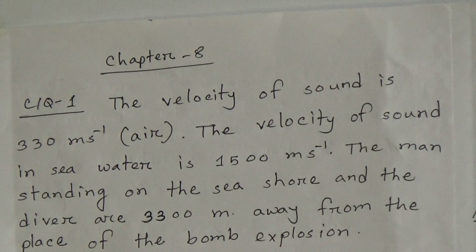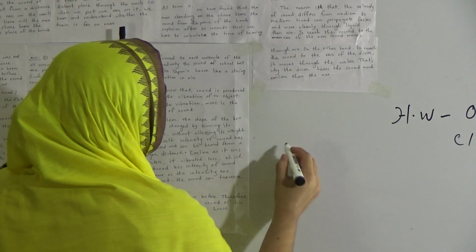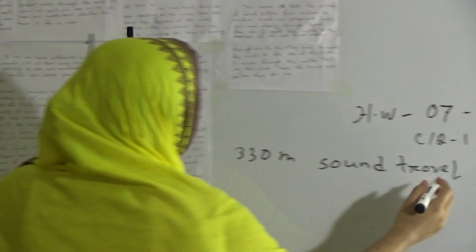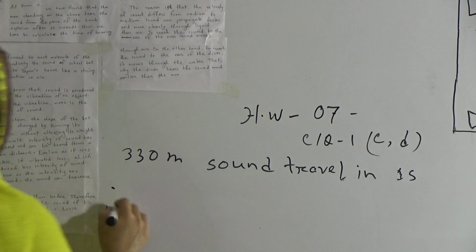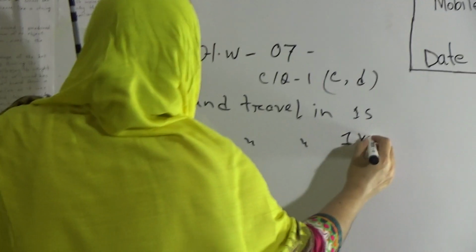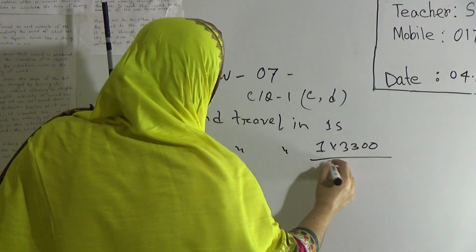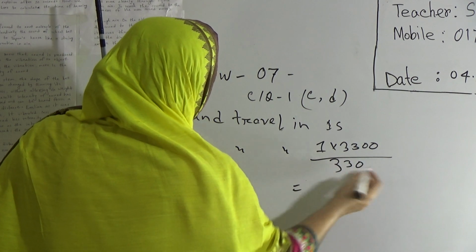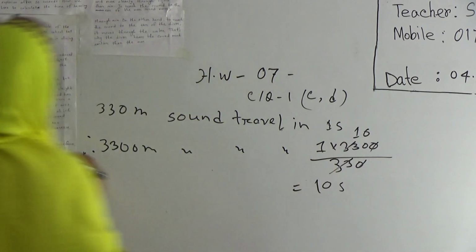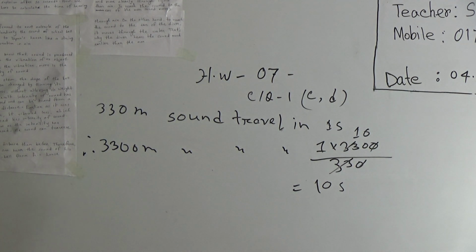So we know the velocity of sound is 330 meter per second, means sound travels 330 meter in 1 second. So we have to find out in how much time sound travels 3300 meter. 3300 meter divided by 330 meter. So it will be 10 seconds. So after 10 seconds, the man standing on the bank can hear the sound from the place of the bomb explosion.